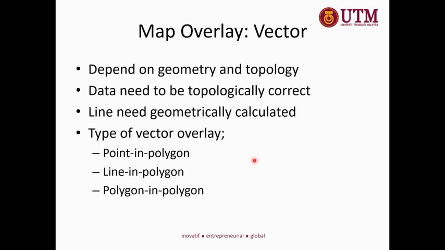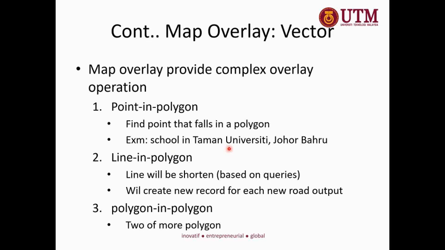Okay, so for map overlay, not only in raster and vector, we can do some analysis of overlay from point to polygon, line in polygon, or polygon in polygon. So these are the three types of vector overlay. Point in polygon, we will find points that fall in a polygon. For example, the school in Taman University, or the house in Taman University near UTM.